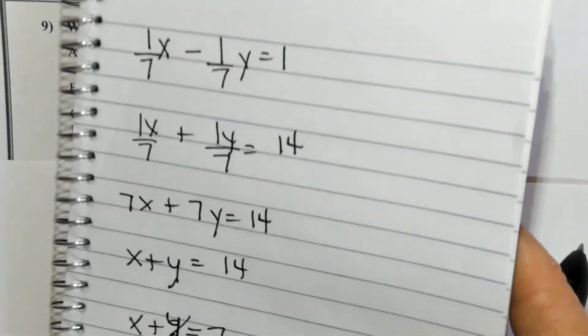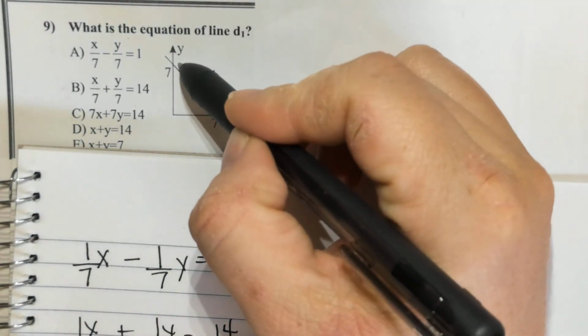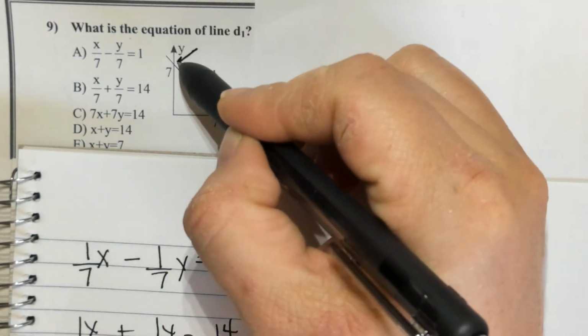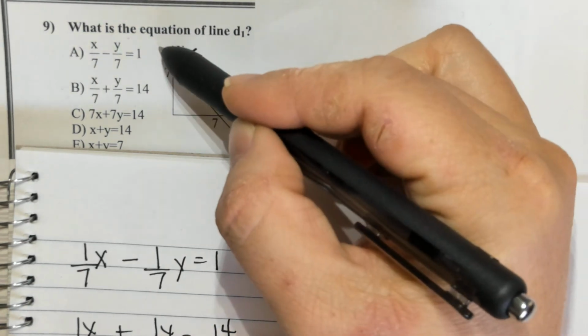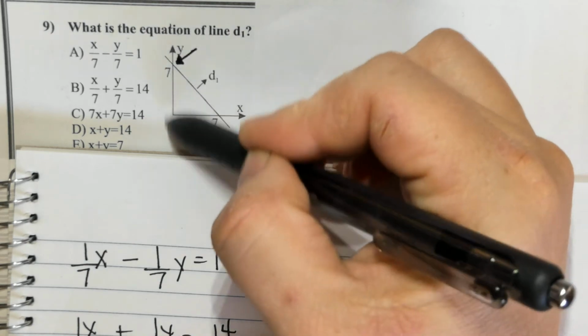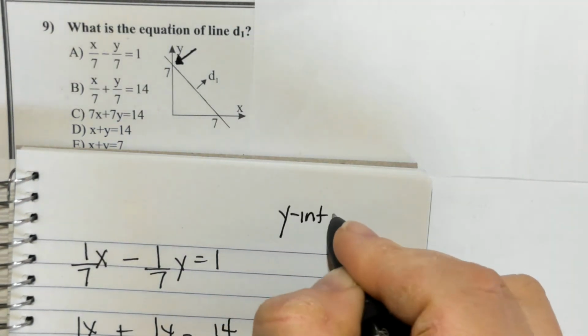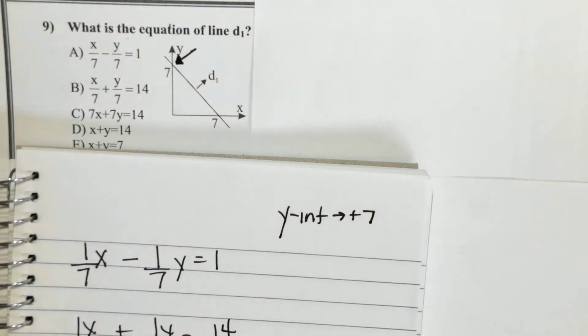So I wrote this here, and students that are good at math are able to think critically and think of entry points. So let's talk about what we do know here. Both you and I can see that our line D sub 1 crosses the y-axis at 7. That means I know the y-intercept is positive 7.